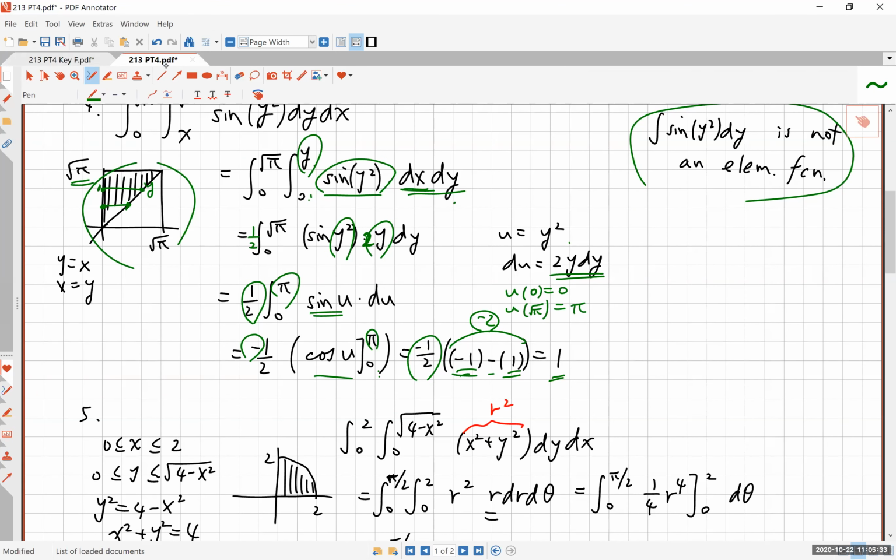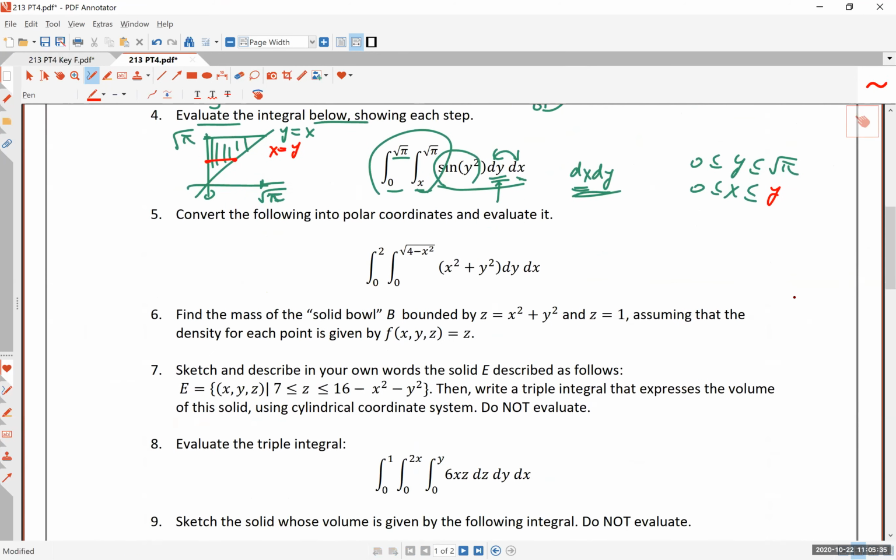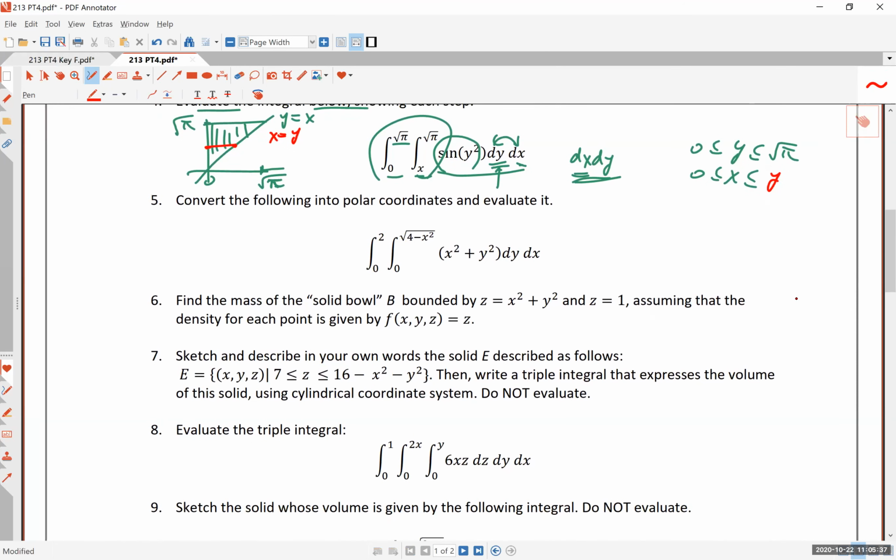Let's go to number 5. Convert the following into polar coordinates and evaluate. All right. So again, you should draw a picture of this. What happened to my red here? X goes from 0 to 2.